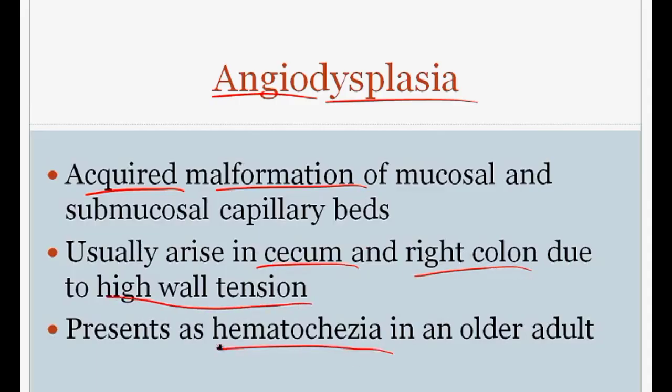And this is going to present as hematochezia in an older adult. I'll make this very simple for you. If you have high stress in the left colon, you're going to get diverticula, and those can present with hematochezia. If you have high stress in the right side of the colon, you get angiodysplasia, and that can also present as hematochezia. So that's the way I remember it. High stress on the left and high stress on the right can result in hematochezia, but the pathogenesis is a little bit different.